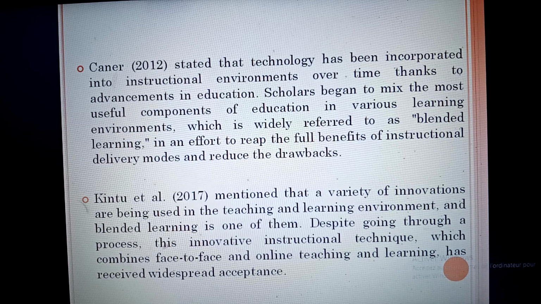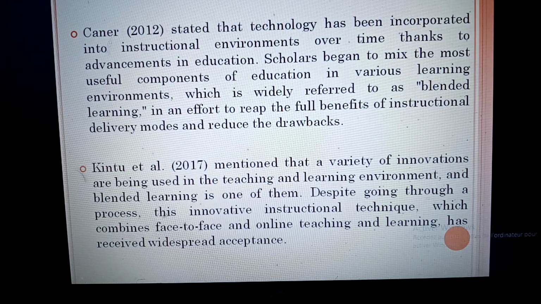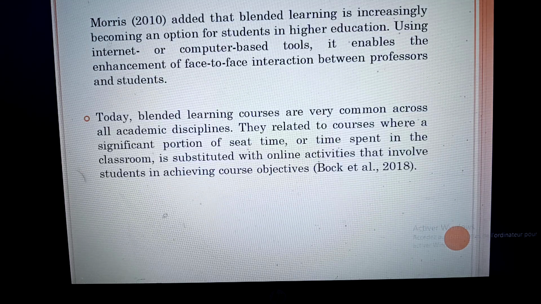So, this innovative instructional technique, which combines both face to face and online teaching and learning, has received widespread acceptance. Morris again 2010 added that blended learning is increasingly becoming an option for students in higher education. So using internet or computer-based tools, it enables the enhancement of face-to-face interaction between professors and students. And also, he added that blended learning courses are very common across all academic disciplines. They relate to courses where a significant portion of seat time, or time spent in the classroom, is substituted with online activities that involve students in achieving course objectives.